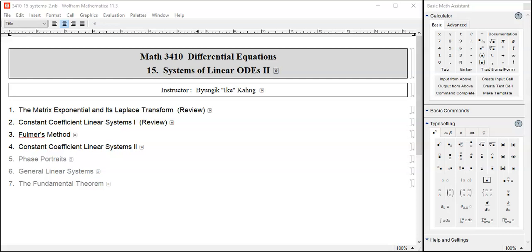Hello differential equation students, here's the final lesson of the course. Lesson 15, Systems of Linear ODEs 2. This topic corresponds to chapter 9 of our textbook, the latter half of chapter 9 that is.